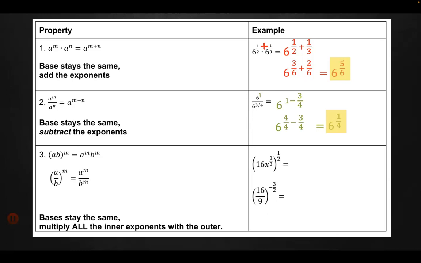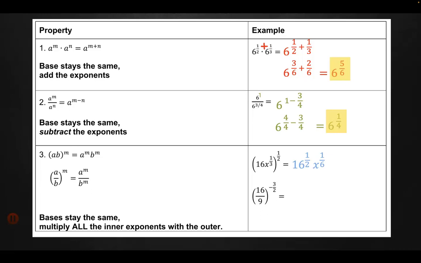Now on the right-hand side, you're going to notice that you've got one variable, which is x, and it's got a power to the 1/3. And then notice that you also have the coefficient of the 16. Well, the 16 also has an exponent. It's just an imaginary 1. So I'm going to take 16, its exponent of a 1, multiply it by the 1/2. And then I'm going to take the x that has the exponent of 1/3, and I'm going to multiply it with the 1/2, which gets me 1/6.